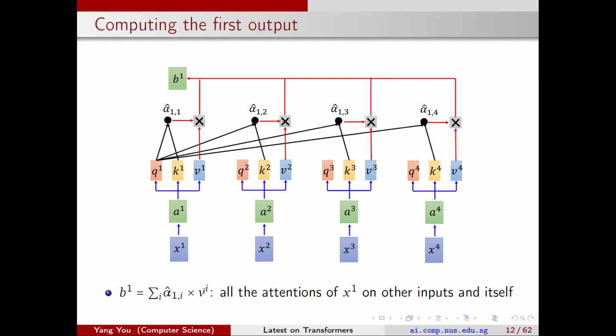In the same way, we can also compute the attention from 1 to 1, from 1 to 2, from 1 to 3, from 1 to 4. And then we just sum them together. And that's all the attention coming from X1.